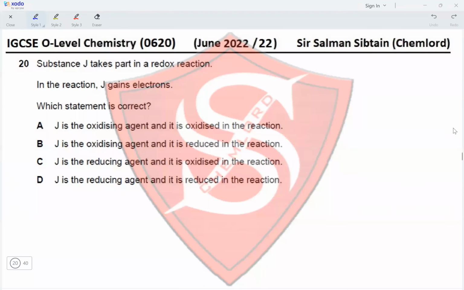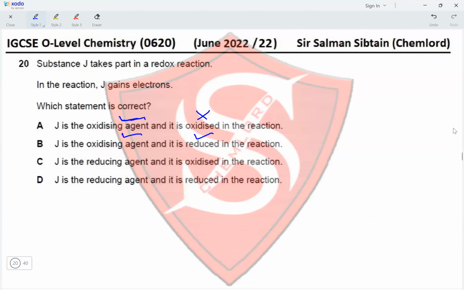Question 20. Substance J takes part in a redox reaction. In the reaction, J gains electrons. If J is gaining electrons, it is being reduced. Which statement is correct? J is the oxidizing agent because it is being reduced, and it is oxidized in the reaction. No, it is reduced. J is the oxidizing agent. Yes, an oxidizing agent undergoes reduction during the reaction, and it is reduced in the reaction.